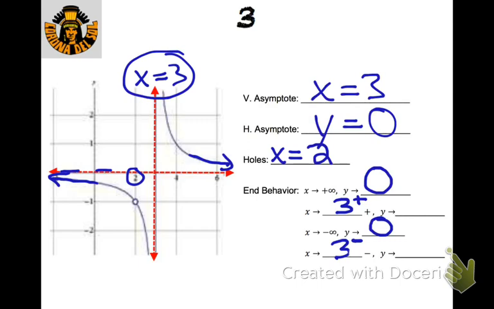So as x approaches 3 from the right, what's happening is the y values are approaching positive infinity because they're going up, increasingly getting greater. And then as x approaches 3 from the left, it's going to negative infinity. And again, you can see that hole right there at x equals 2.